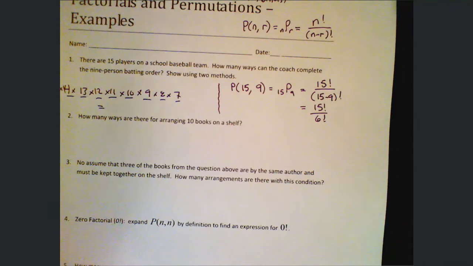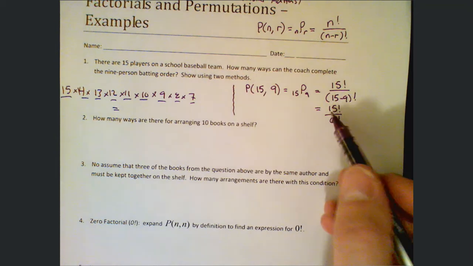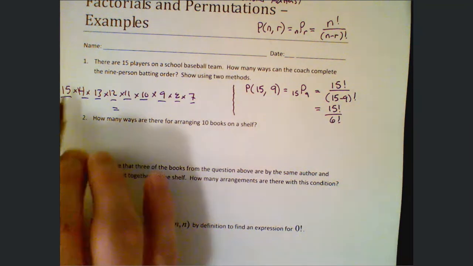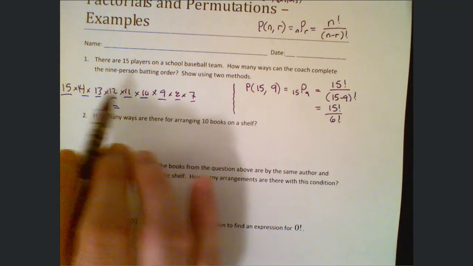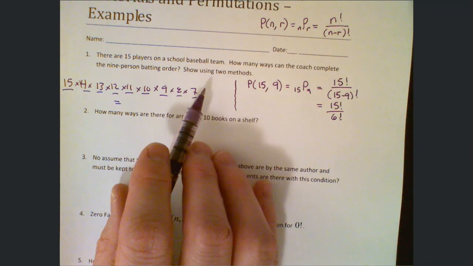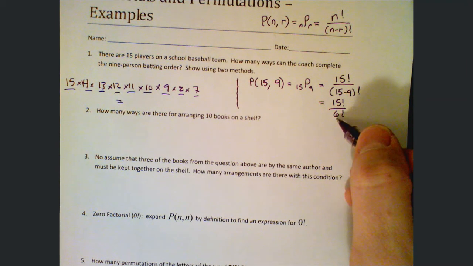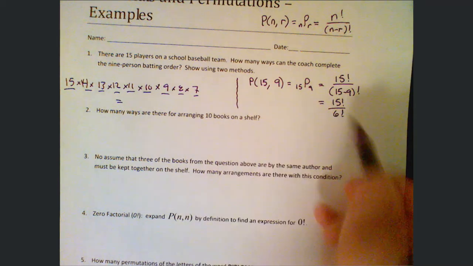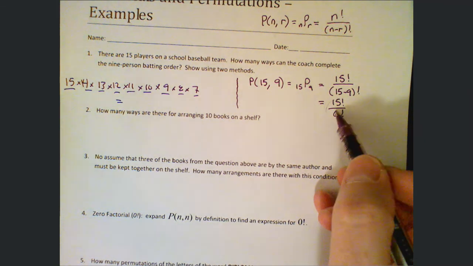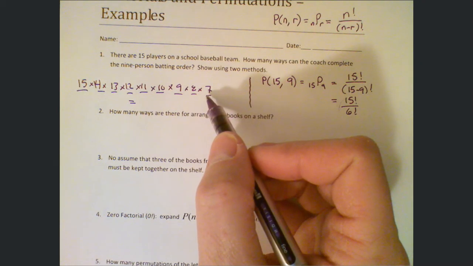So it's 15 factorial over 6 factorial. Now, if you're clever and you're looking at this, you'll realize that if I expand 15 factorial, it becomes 15 times 14 times 13 times 12 times 11 times 10 times 9 times 8 times 7 times 6 factorial. Oh, well, 6 factorial over 6 factorial divides out. So this term here is exactly the same as writing out the fundamental counting principle for 15 objects and you're only taking 9 of them.